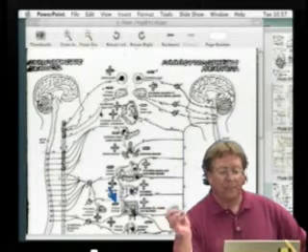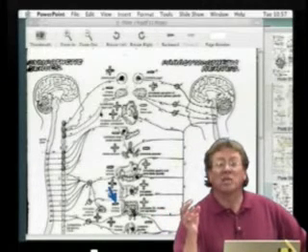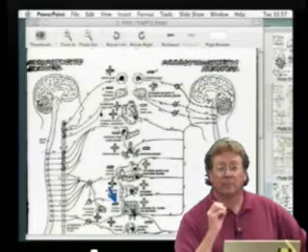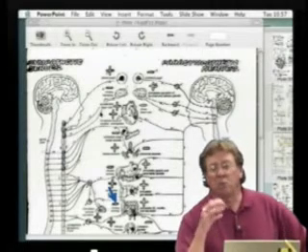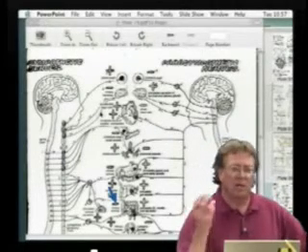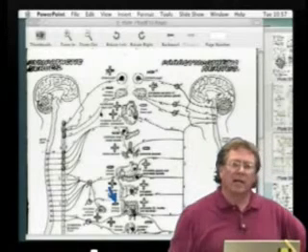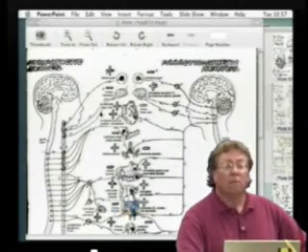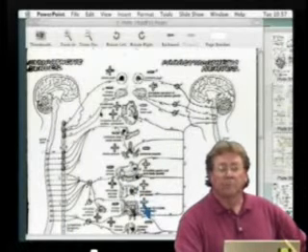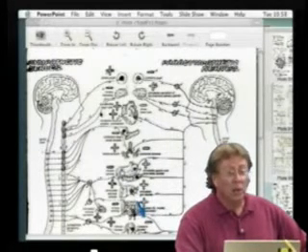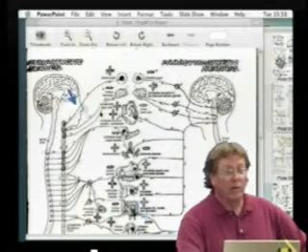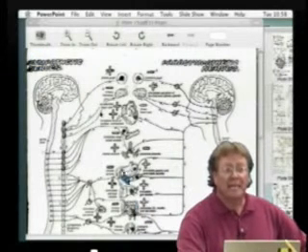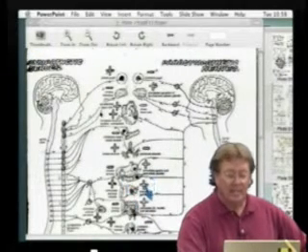Parasympathetic stimulates glycogen production. You're post-absorptive, you just finished your pizza. Let's put that glycogen back on board. Intestines, colon. Don't need the intestines or the colon during a flight or fright situation. Sympathetic nervous system inhibits it. Parasympathetic stimulates it.